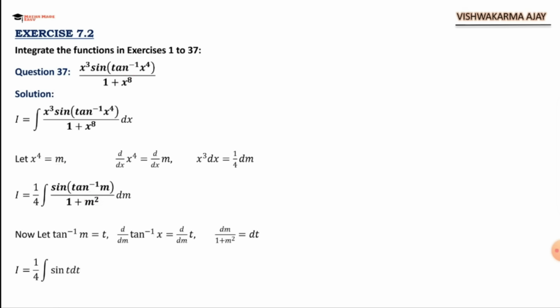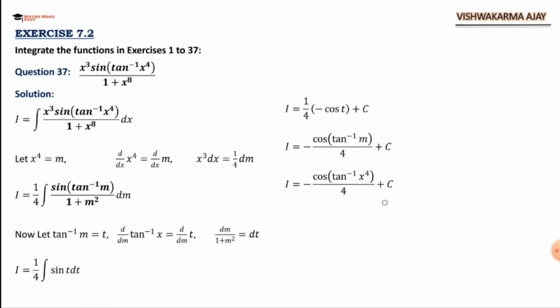Finally, we have 1 upon 4 out of the integral of sin t dt. Integration of sin t is cos t with a negative sign, minus cos t. Resubstitute the value of t. Later resubstitute the value of m, that is x raised to 4. So finally we got our answer as minus cos tan inverse x raised to power 4 upon 4 plus c.